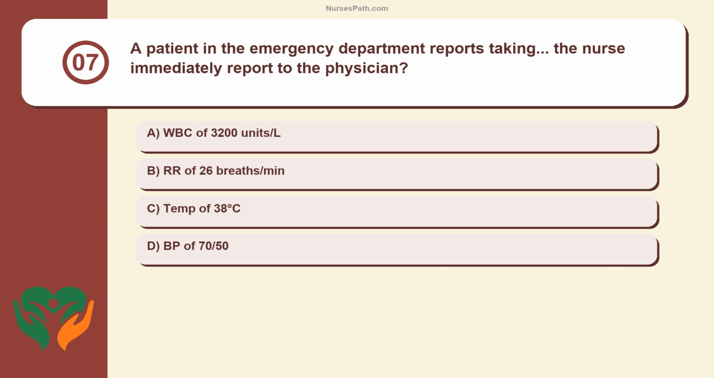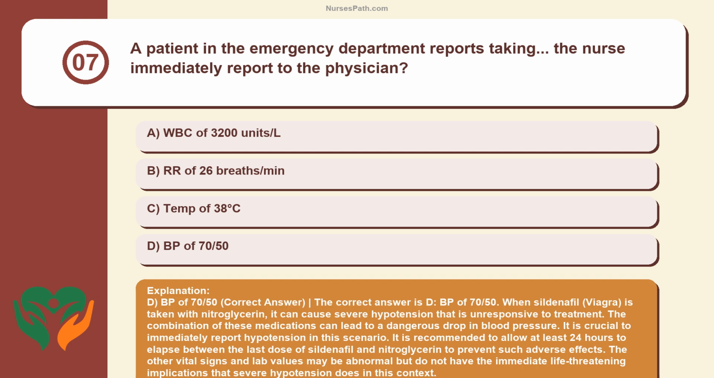Question 7. A patient in the emergency department reports taking sildenafil. Which finding should the nurse immediately report to the physician? WBC of 3,200 units/L, RR of 26 breaths/min, temp of 38 degrees Celsius, BP of 70/50. D. BP of 70/50. Correct answer. The correct answer is D.